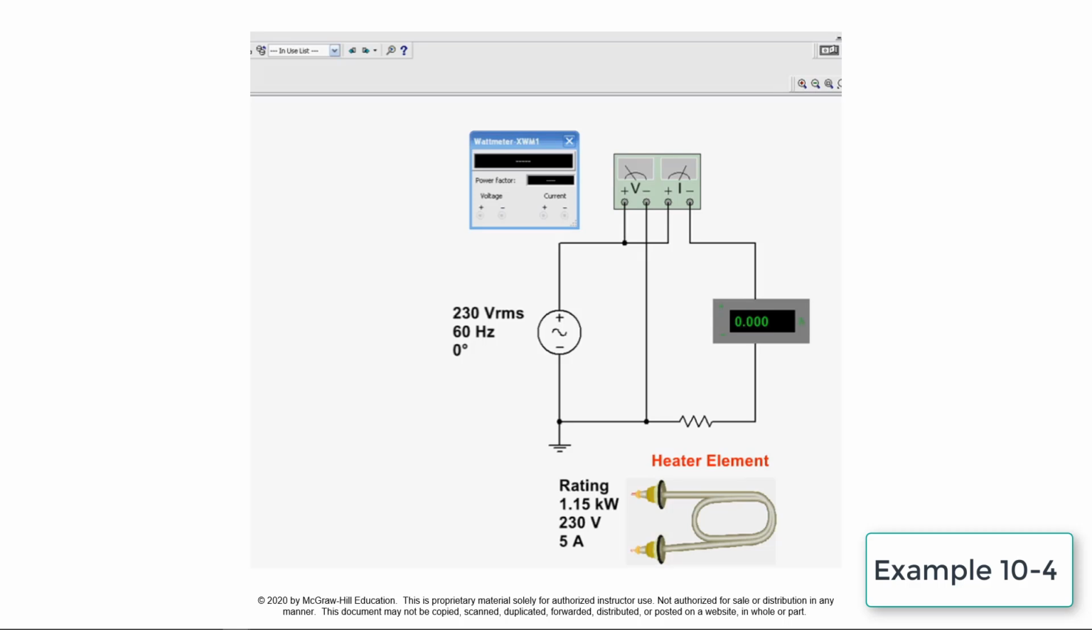When operated at 215 volts instead of 230 volts, I equals 215 volts divided by 46 ohms, or 4.67 amps. Therefore, when operated at 215 volts, power equals 215 volts times 4.67 amps, or 1004 watts, compared to its rated wattage of 1150 watts. These two conditions are demonstrated by turning the simulation on and observing the amp meter and watt meter readings.